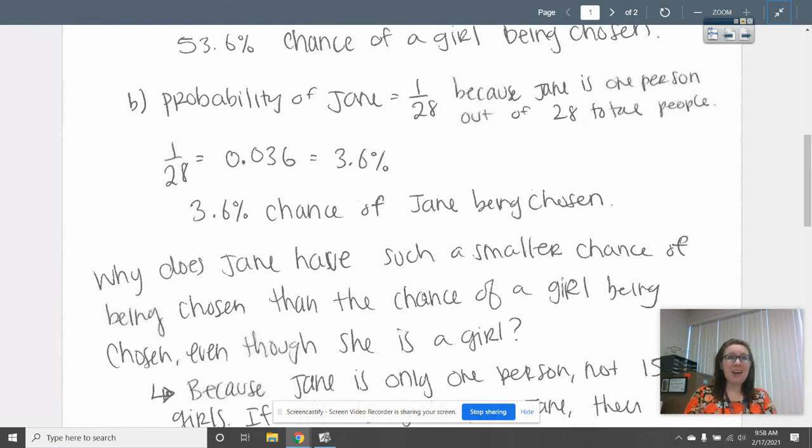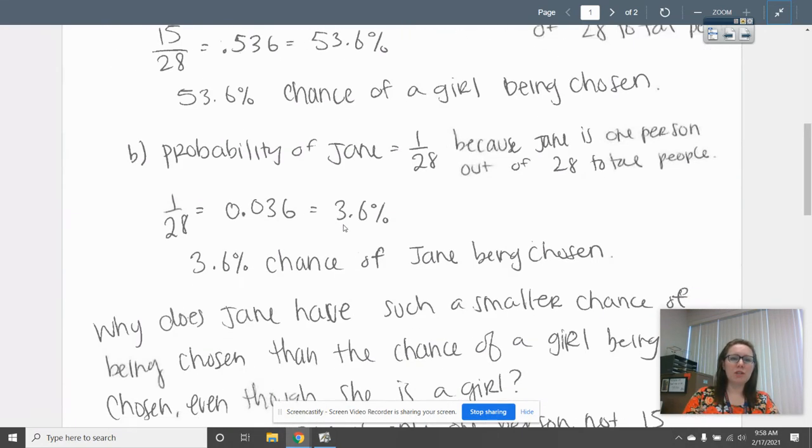Now, let's say every single girl in the class was named Jane. What's the probability of choosing a girl named Jane? Well, then the probability is going to be the same as the probability of just choosing a girl because there's 15 Janes in the class. But again, even though Jane's a girl, that doesn't mean her probability is the same as the probability of choosing a girl because she's just one person. So that's the first question I wanted to go over.